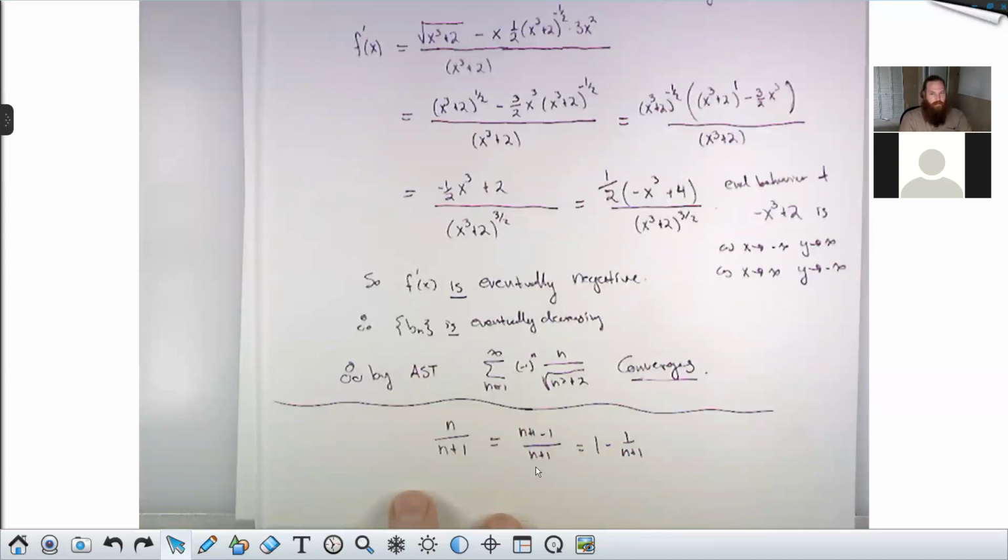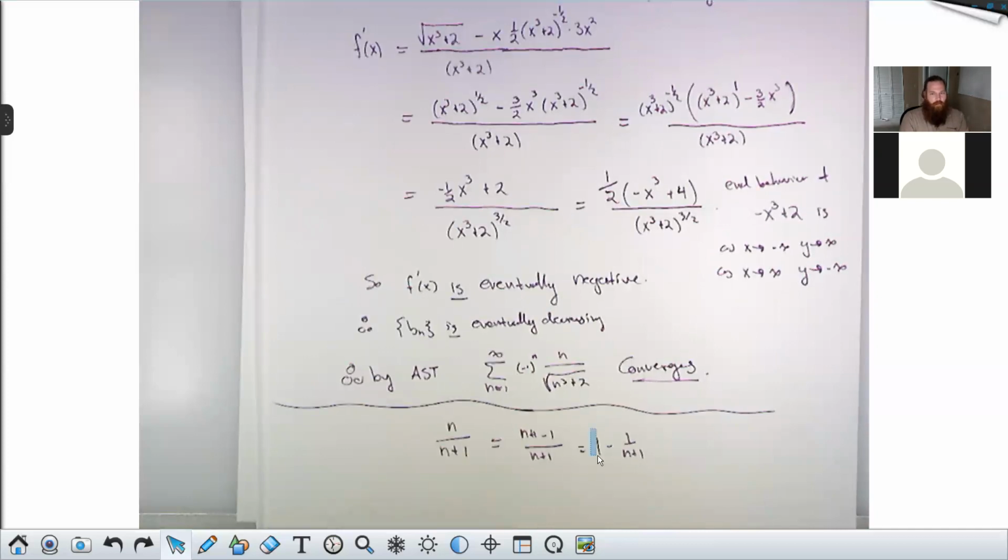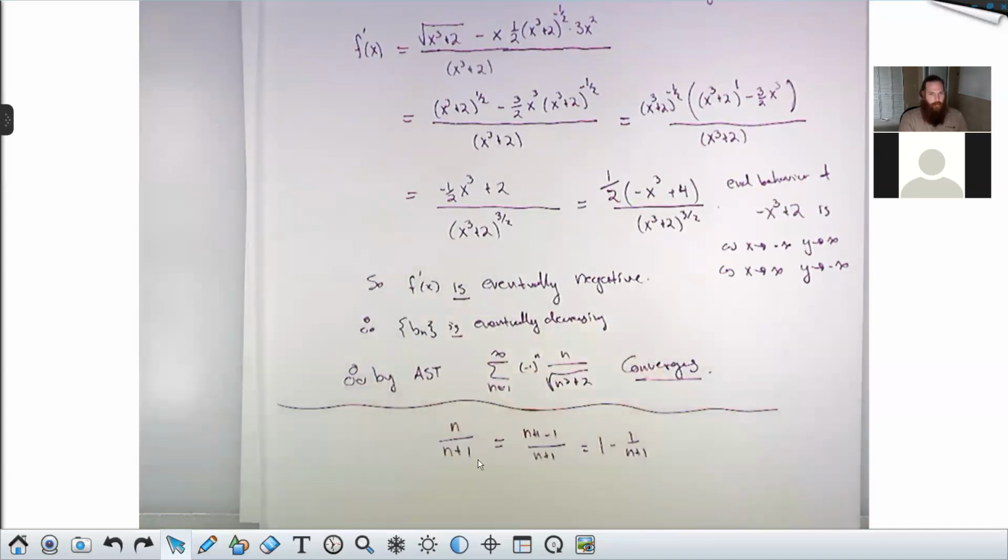Sorry, I said decreasing. This is an increasing function. All right, you start at 1 and then you subtract less and less. So this is an increasing function, but the denominator is bigger than the numerator.